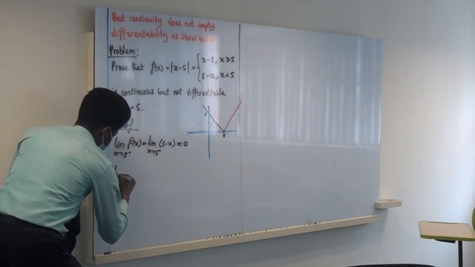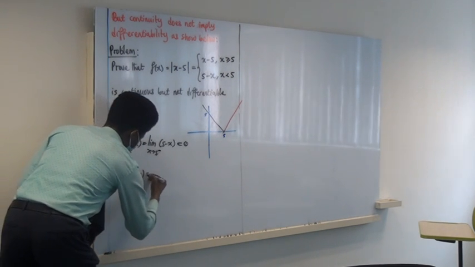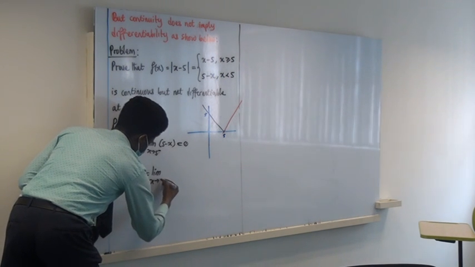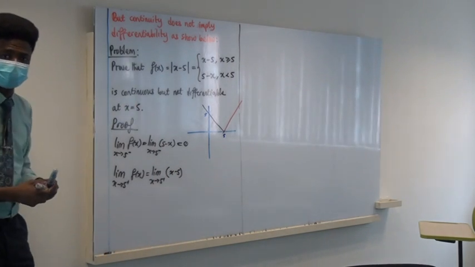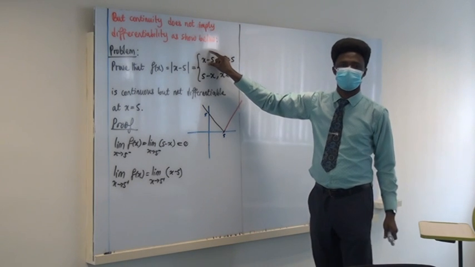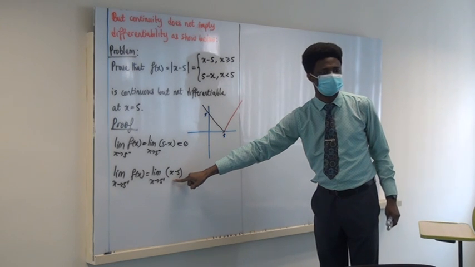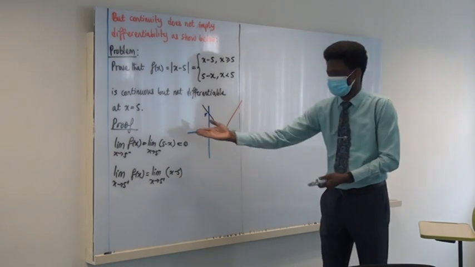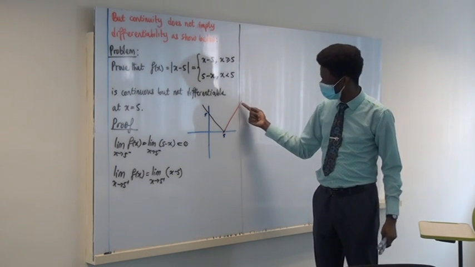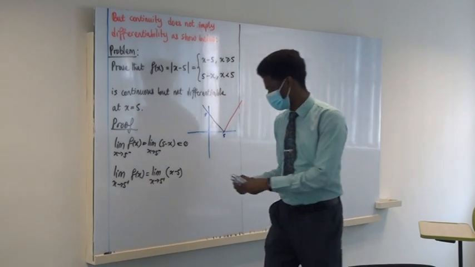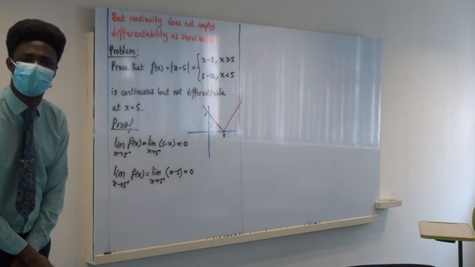Now let's look at the other one. Limits as x tends to 5 from above of f of x will be limit as x tends to 5 from above of which function? X minus 5. Because from above, according to the piecewise function, this is what you consider. So you change it. Okay? And look at it from the graph. The graph tells you what to do. So if you are coming from above and x comes here, this is the function. It also approaches what? 0. Are you with me?